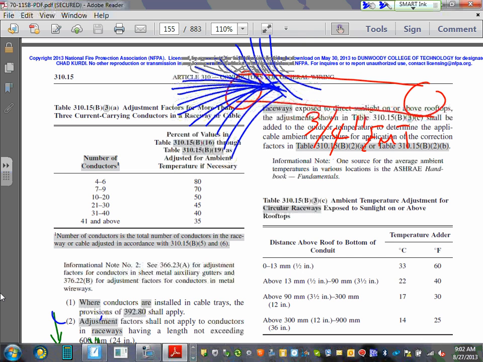Each one of these conductors is a THHN number 12. All of them are current carrying conductors because of harmonics. The neutral, three phase, all of them are carrying current. Why?